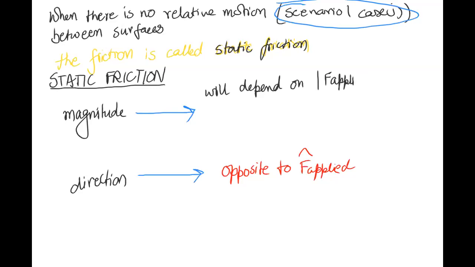So not only is the direction of friction dependent on the direction of F applied, but the magnitude of friction is also dependent on the magnitude of F applied. Okay? अब ये dependence कैसे आ रही है? Let's see.